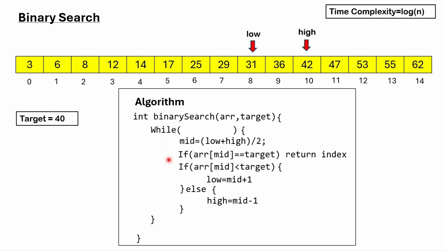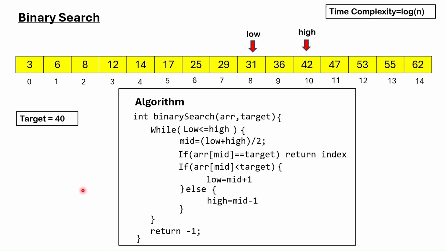We keep doing this as long as my low is less than or equal to high. And when my low becomes greater than high, if my target element is not present in this array, at that point what will we do? We will return minus 1. So this is the algorithm of binary search.